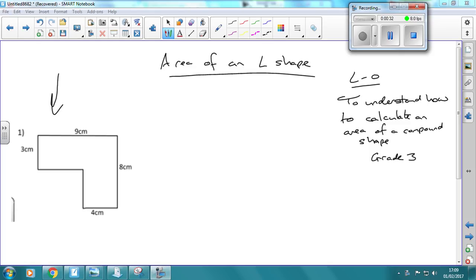So the key thing with an L shape is you've got to split it up into two separate rectangles. Now, we've done a bunch of this in the past, but it doesn't matter whether we split it going up like that, or whether we split it going across like that. It will still give the same answer.